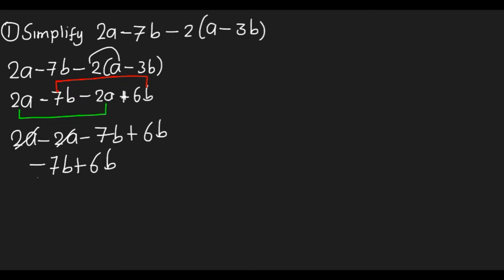Then we can do the last operation. Negative 7b plus 6b is just negative b. So this is our final answer.